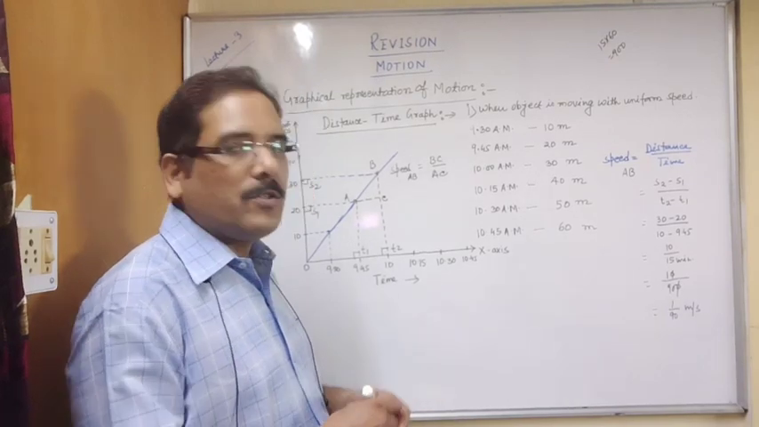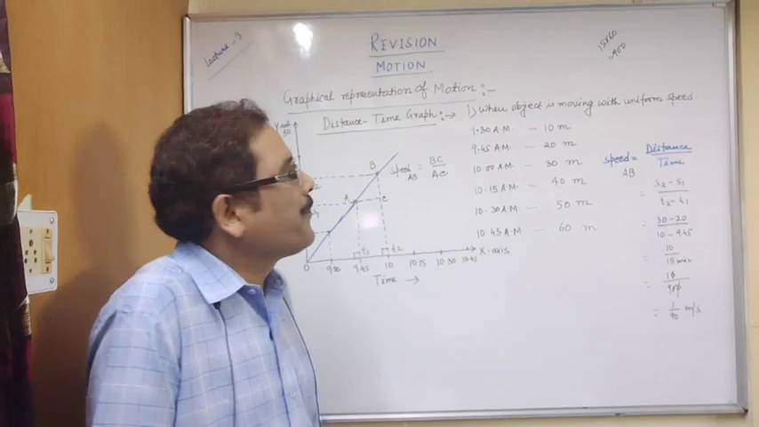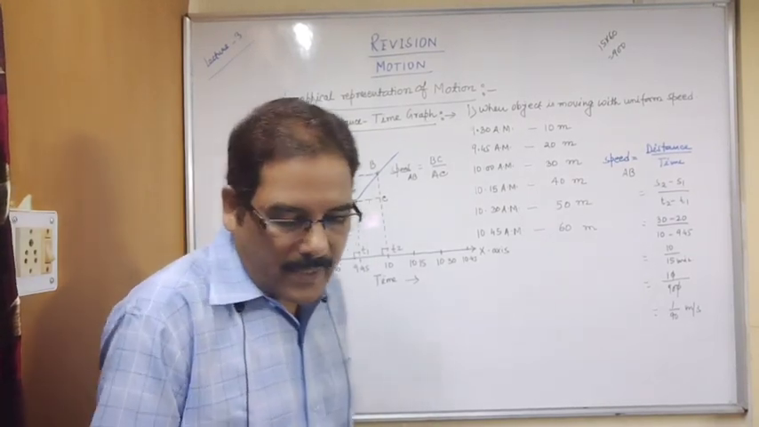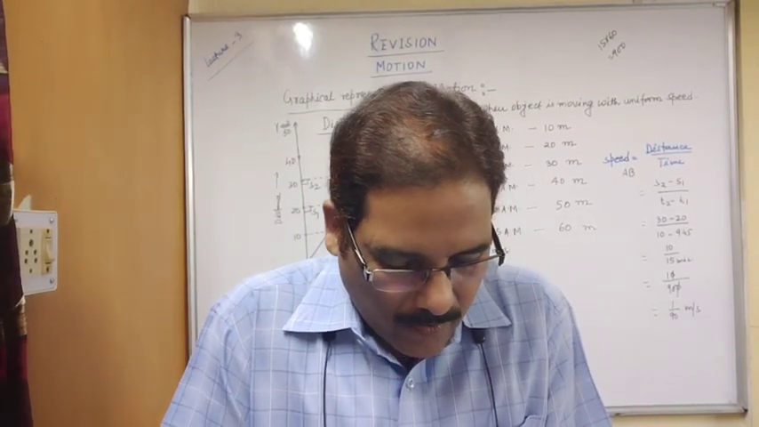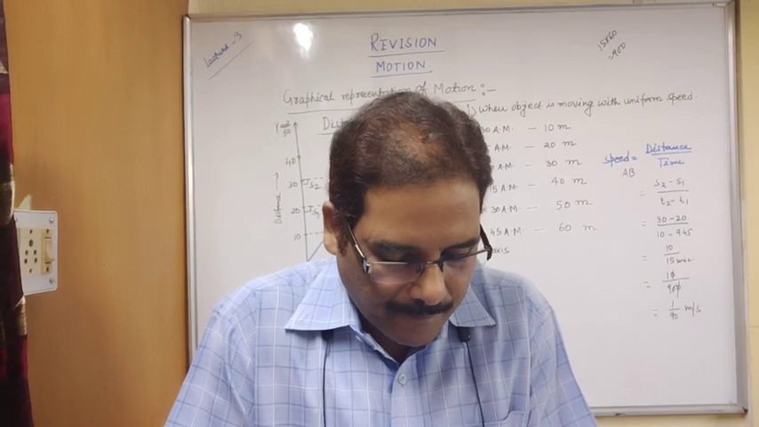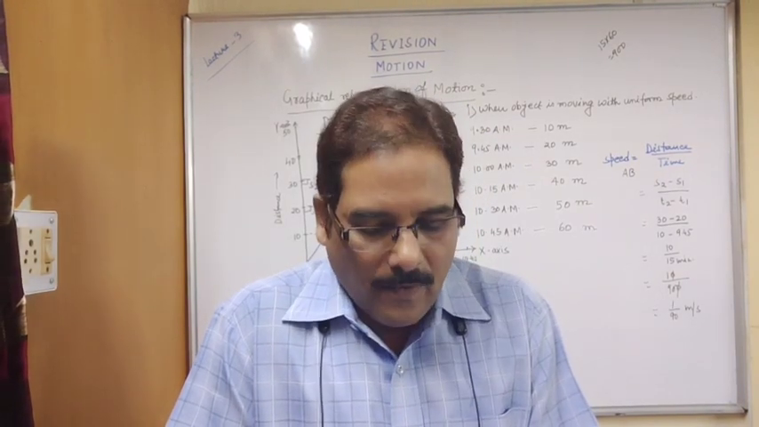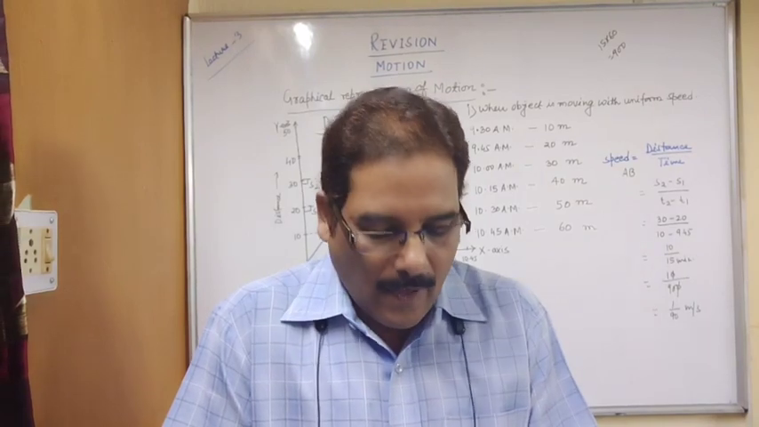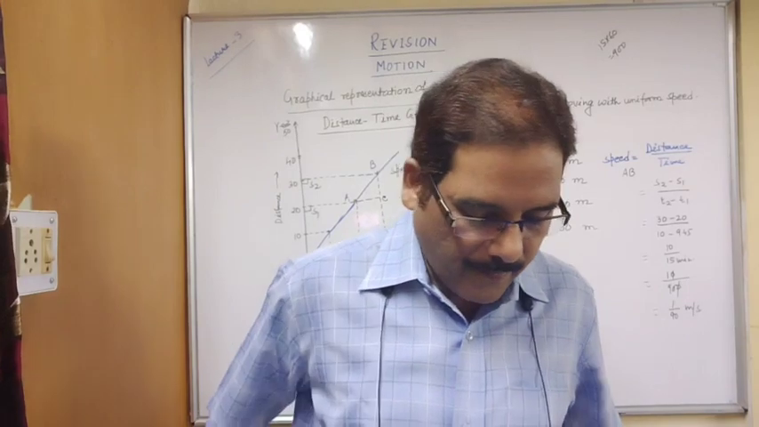So the first use of this graph is we can calculate the speed of an object with the help of a distance time graph. So you write this line. In use you write we can calculate speed of an object with the help of distance time graph.